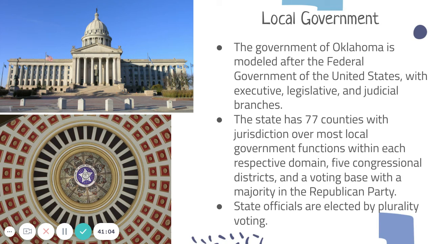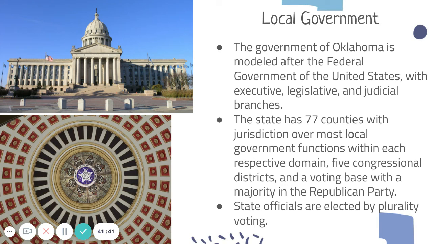We have a governor who is basically the president of our state. We have a Supreme Court of Oklahoma who rules over court cases. We have a House and a Senate that guide the policies and laws within our state. What we see is that there are 77 counties with jurisdiction over most local government functions within each respective domain.